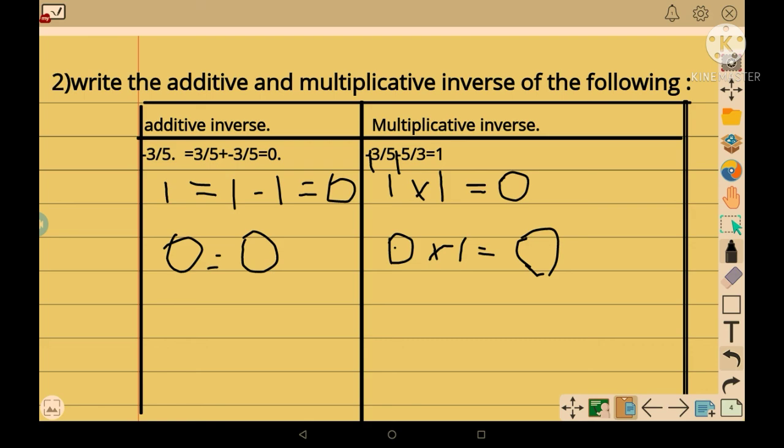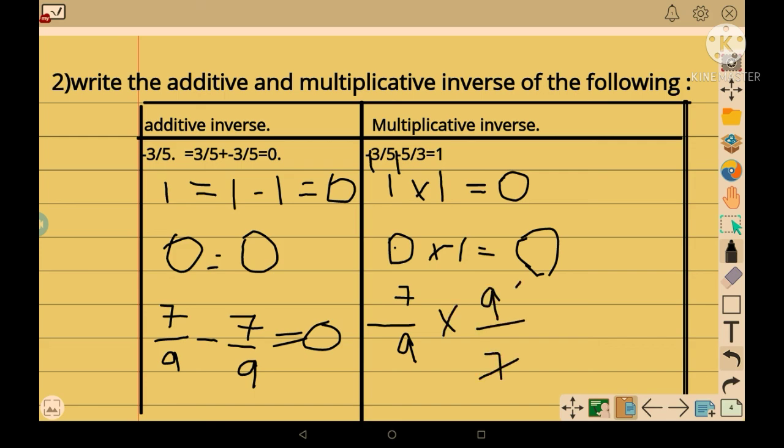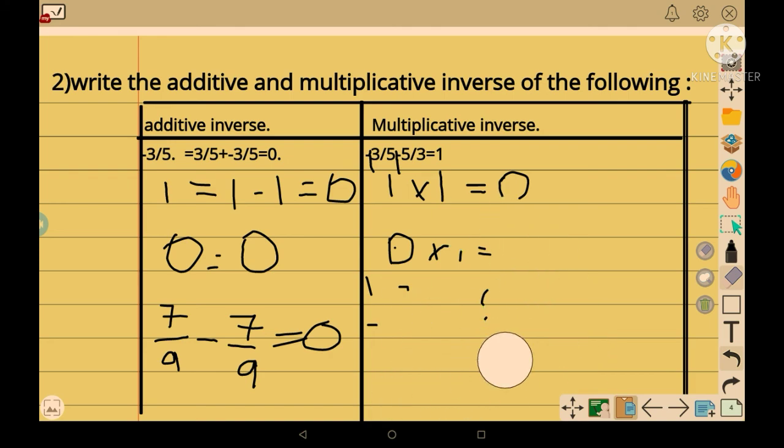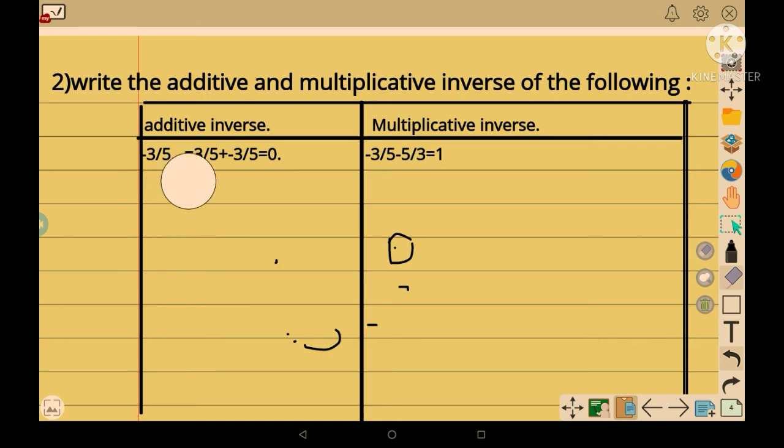Okay. So the fourth one is 7 by 9. Okay, hope you understand. So in the 7 by 9, the additive inverse is minus 7 by 9 and it gives us 0. In this, 7 by 9 into 9 by 7, this gives us 9 ones are 9, 7 ones are 7. It gives us 1. Okay, like this we need to solve the sums here. One minute, I'll show you how to do this now. Again, one more, the last one.